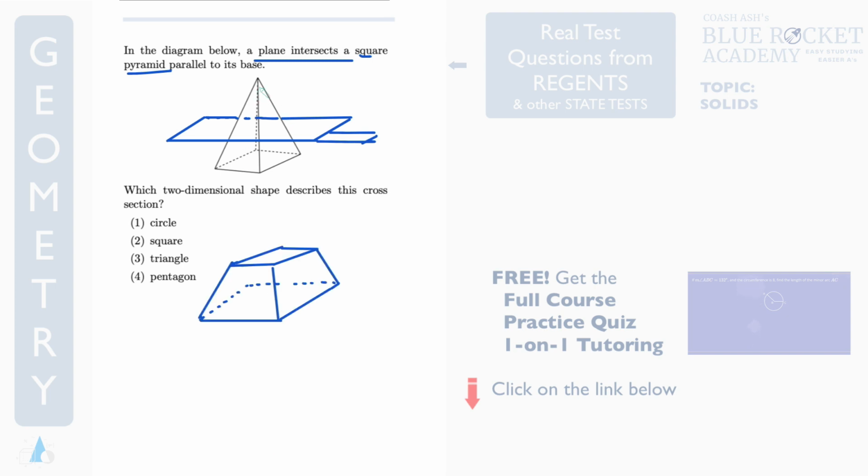You'll see that when the top part is cut off, it looks like this, and this is the cross section that they're talking about. You see this cross section is very similar to this bottom cross section. That's something to remember. Of course the bottom is a square, and so this part is also a square, and so this is your answer.